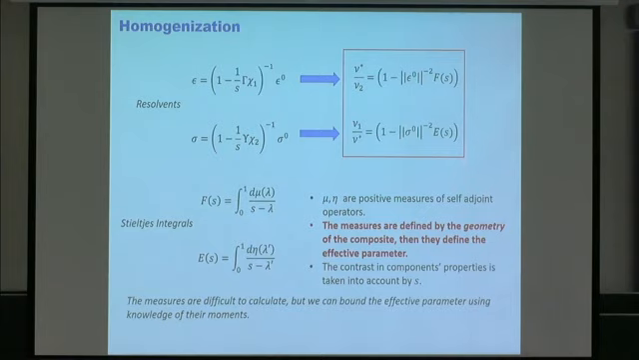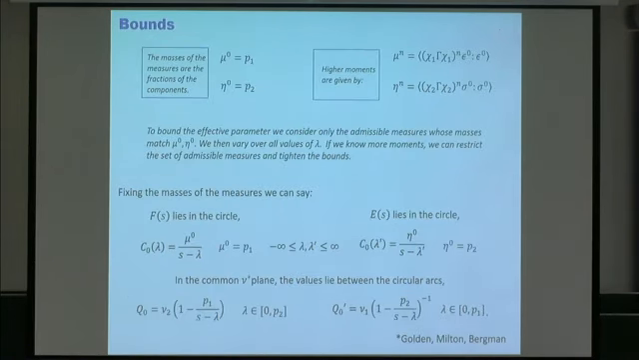We have it, but the measures are difficult to calculate. They're very difficult to calculate. So we can do other things though. We can bound that effective parameter if we have knowledge of the moments of those measures. The masses of those measures turn out to be just the volume fraction of each constituent. So P1 might be the fraction of ice, P2 would be the fraction of slush or water, depending on what kind of regime you're in.